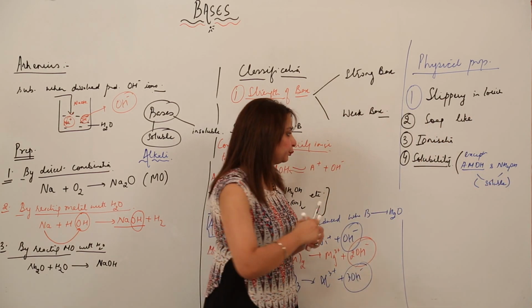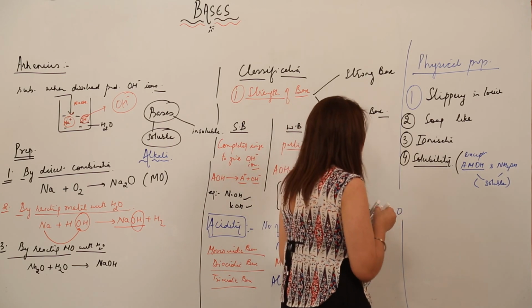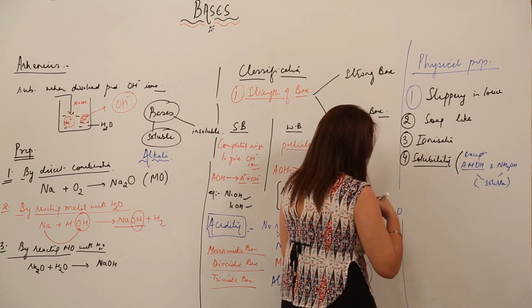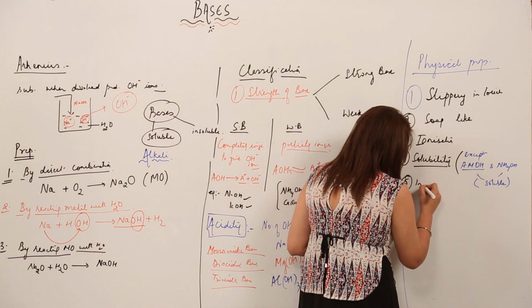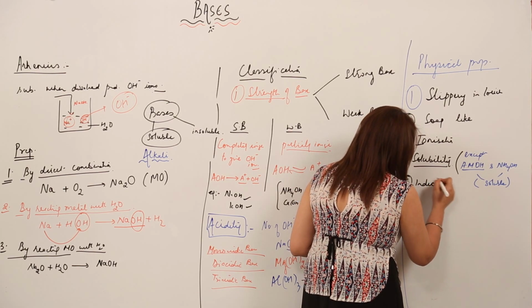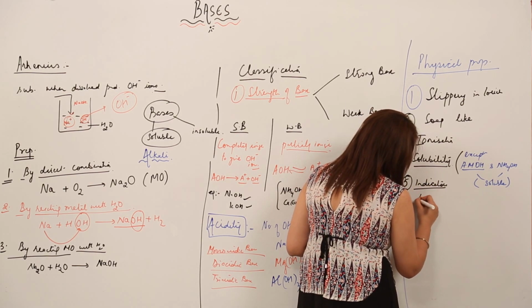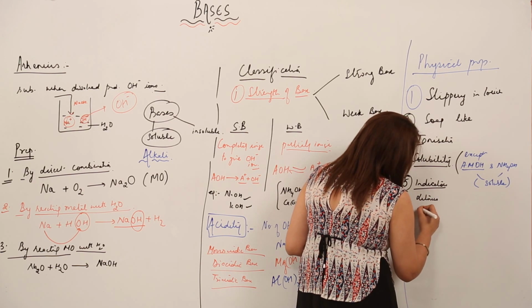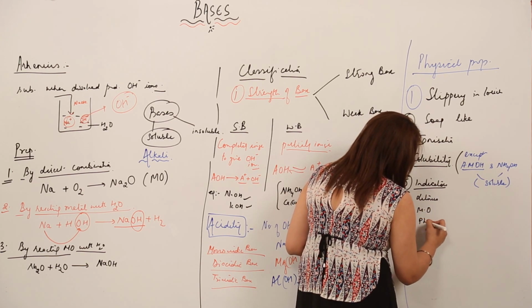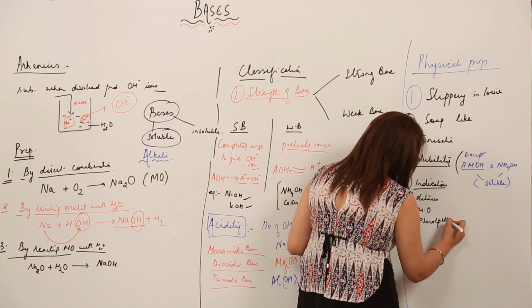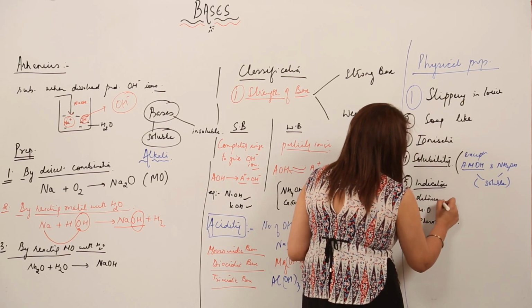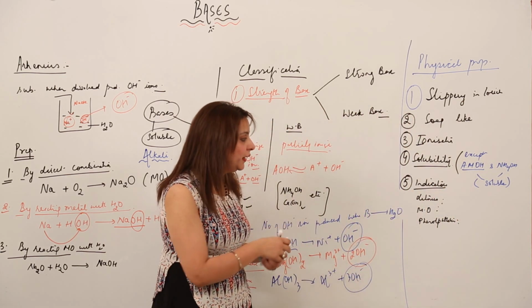Now, we will see the action on the indicators. When we talk of the indicators, suppose I am talking about litmus, methyl orange, and phenolphthalein. What is actually the action of base on these indicators?